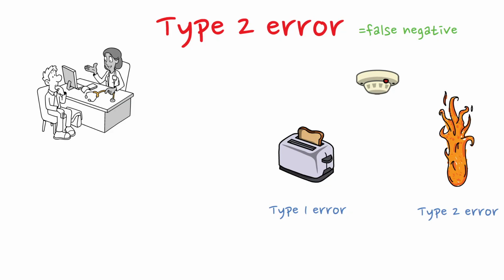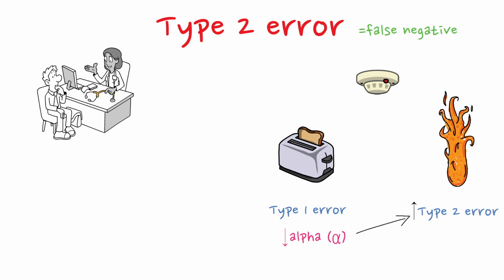And here's where it gets interesting. Suppose we make our test more conservative by lowering the alpha level. That reduces the chance of a type 1 error, so we're less likely to make a false alarm. But there's a trade-off. By making that threshold stricter, we actually increase the risk of a type 2 error. In other words, we become more likely to hold on to the null hypothesis even when it's false.